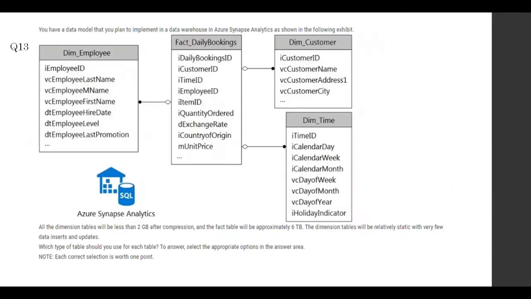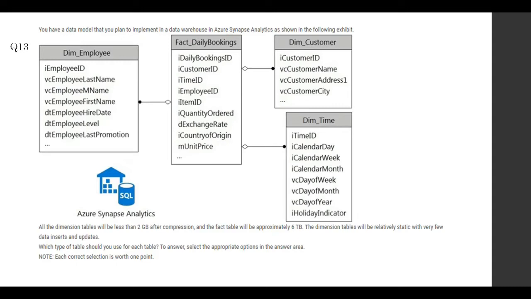So moving to question number 13. This is a data warehousing concept question. Here you have a data model that you plan to implement in a data warehouse in Azure Synapse Analytics, as shown below. We have 3 dimension tables and 1 fact table. All the dimension tables will be less than 2 GB after compression, and the fact table will be approximately 6 TB. The dimension tables will be relatively static with very few data inserts and updates. Which type of table should you use for each table?